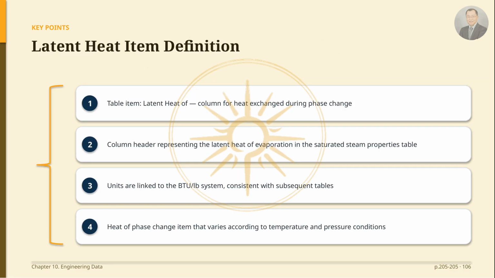I'd like to introduce the latent heat item covered in the saturated steam table. Here, latent heat refers to the amount of heat absorbed or released without a change in temperature when a substance changes phase from liquid to vapor. This heat appears as a separate data column header in the saturated steam properties table, and the units are linked to the BTU per pound system, same as in the following tables. Since the latent heat value varies depending on the pressure and temperature conditions, it is an essential item to reference when calculating the heat balance in steam system design.